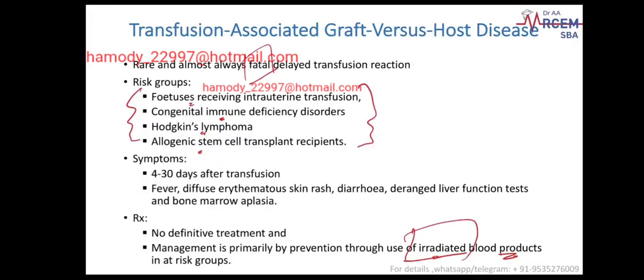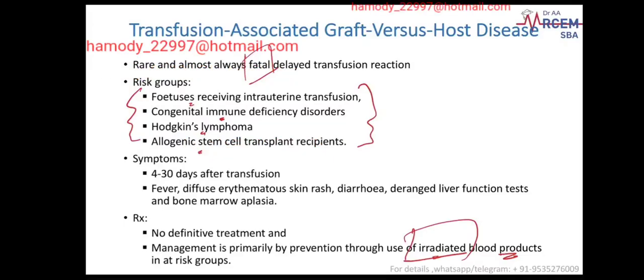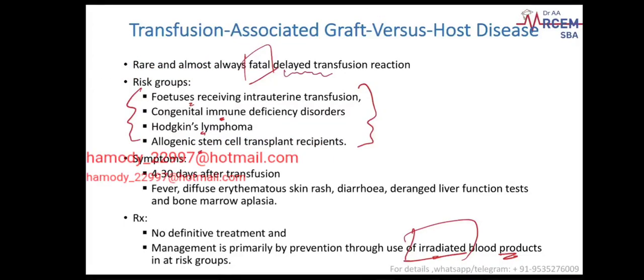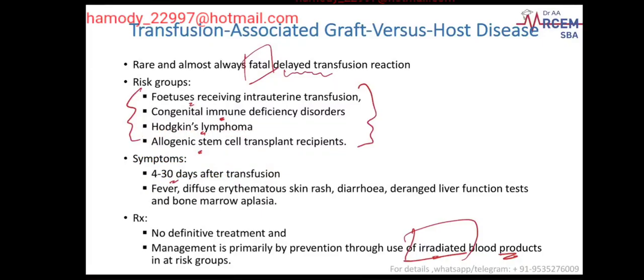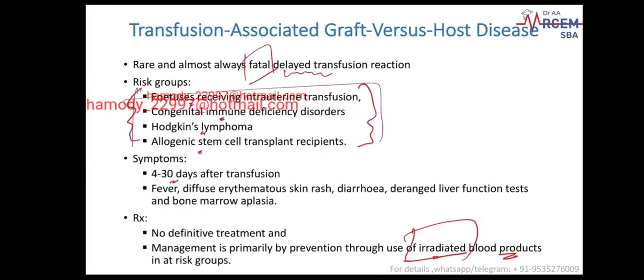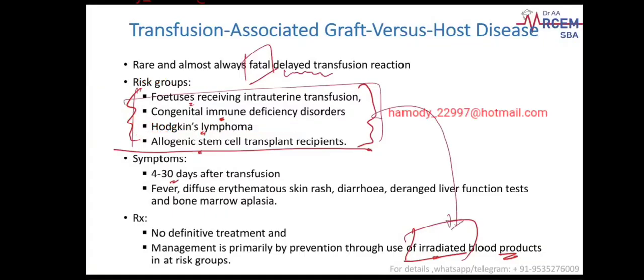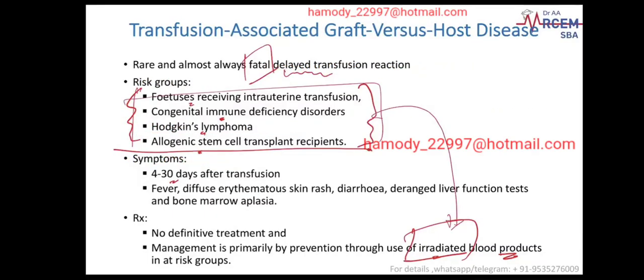Once the symptoms develop, it is very difficult to control. Once the reaction comes, most of the time it is fatal. It is a delayed transfusion reaction. It takes days to present, but once they present, you will not be able to save them. So you need to identify who is at risk. Once they are at risk, treat them with irradiated blood products. That will help you prevent transfusion-associated graft versus host disease.